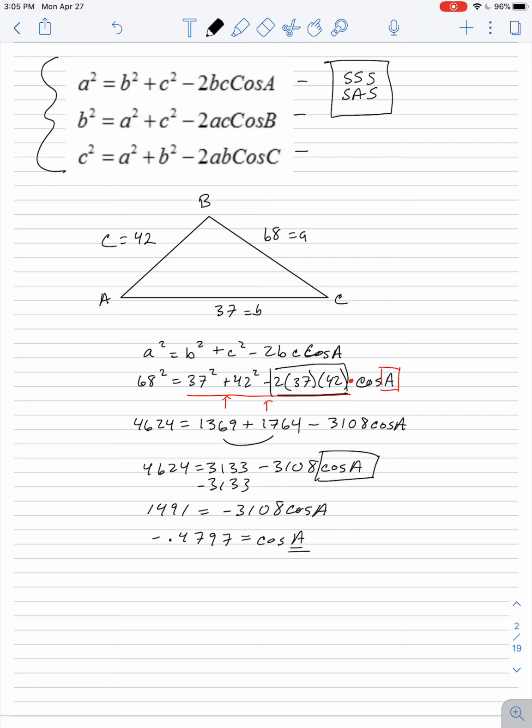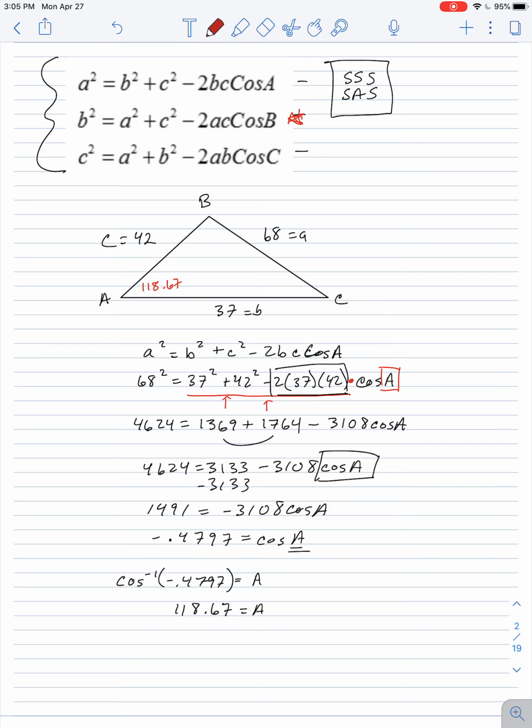So now to get A by itself, I'm going to do the inverse cosine of both sides, so that I'm finding an angle, and just make sure you're in degrees when you do this. Inverse cosine of the answer gives me 118.67. That's going to be my angle A. Okay? Then you do the problem again for a different angle.